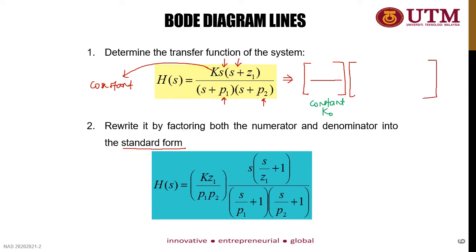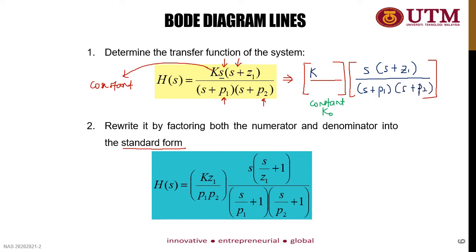Okay, so in this case you can break this example into components. The first one is the constant part, k. On the right-hand side you have s outside the bracket, and s plus z1 inside the bracket as the numerator, and in the denominator you have s plus p1 and s plus p2.